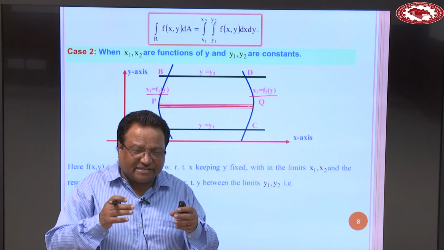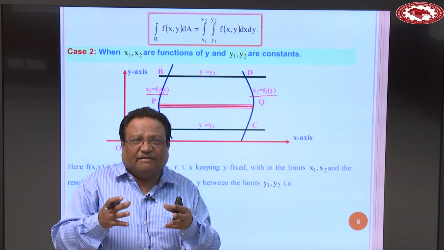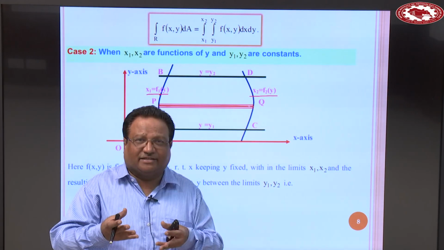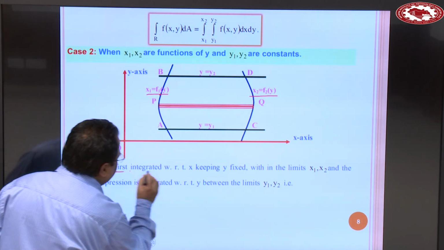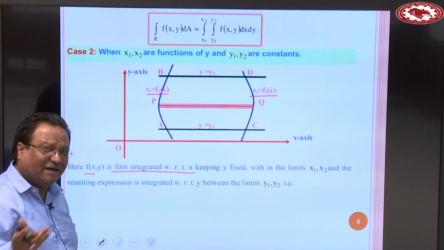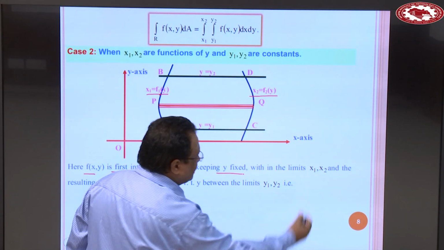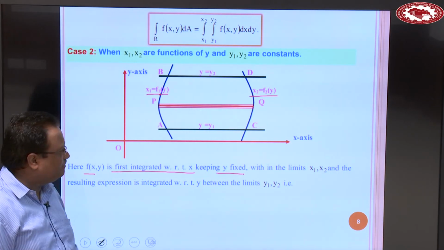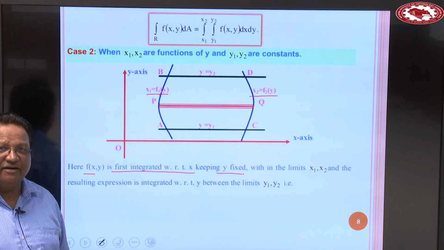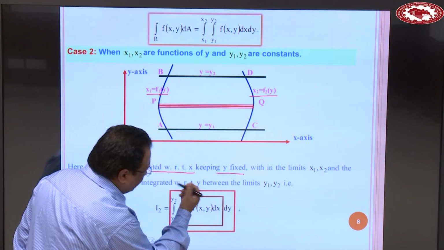So when we consider a strip parallel to the x-axis, this means you have to integrate the given double integral with respect to x first and then with respect to y. So f(x,y) is first integrated with respect to x because the strip is parallel to the x-axis, keeping y fixed within the limits x1 and x2, and the resulting expression is integrated with respect to y between the limits y1 and y2. That is, first solve this inner integral, then the outer integral.